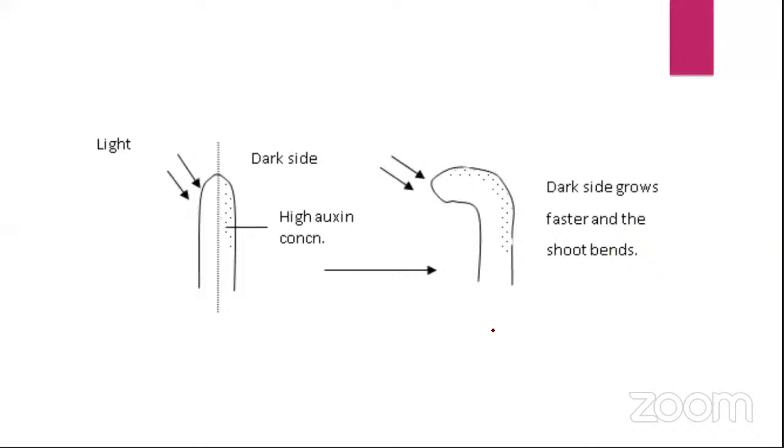Now this is a simplified form where you're having a root tip. You can see that light is shining on this side. Now the auxins run away from the lighted side to the dark side. Once they accumulate on the dark side, they are going to make those cells on the dark side begin dividing more often than the light side cells.